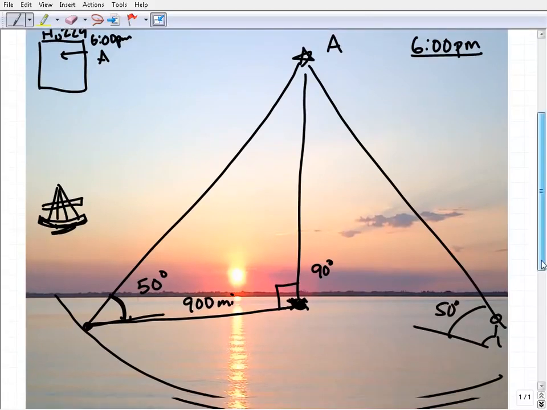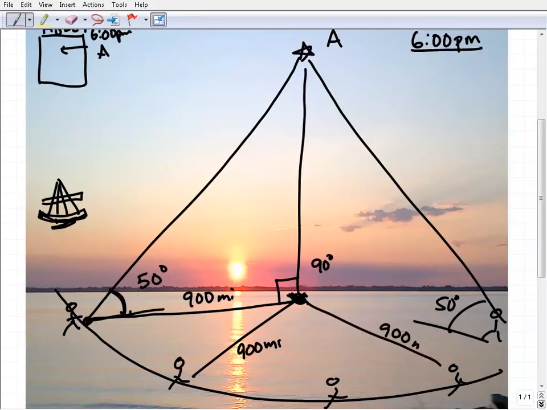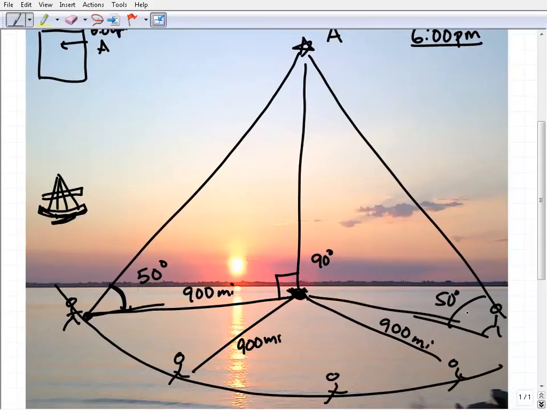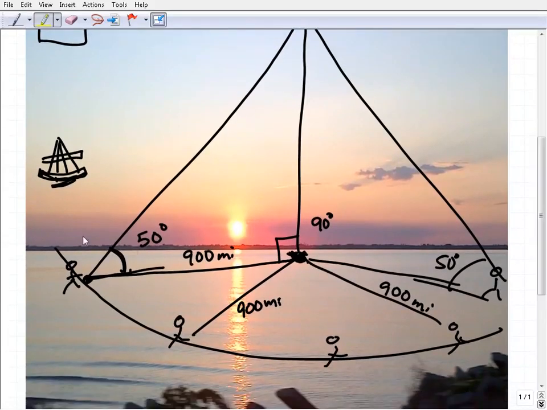So that's not really helping me either, because I could be here, I could be here, I could be here, I could be here. All these positions are 900 miles away from star A's location, and I can see the star at 50 degrees at all these various positions. So how could I help myself out here? I mean, it's better than nothing. At least I know generally that I'm along this circle, if you will, at 6 p.m.